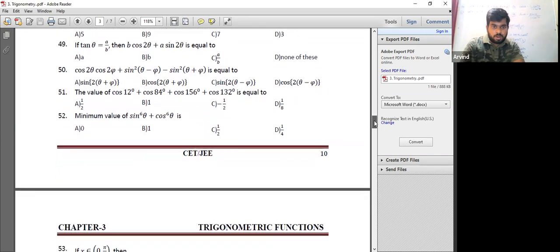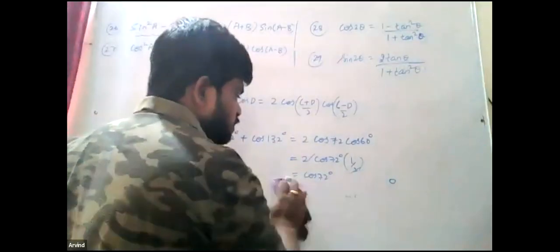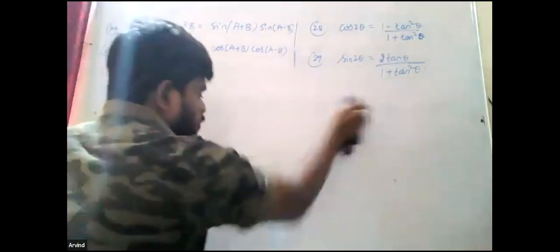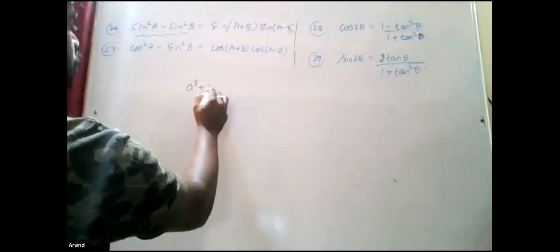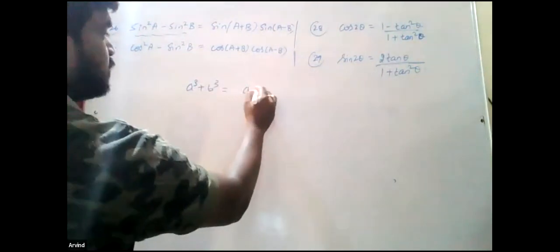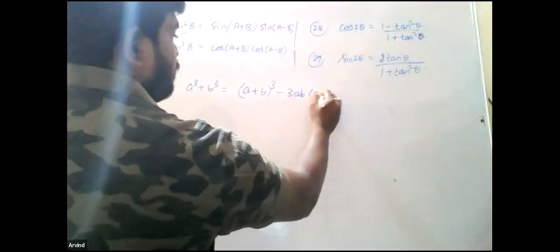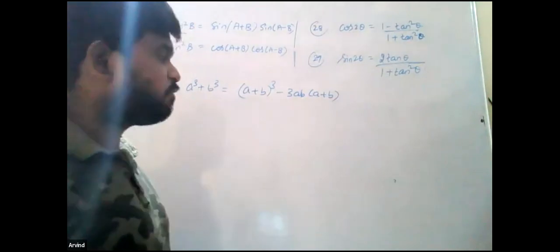Okay, minimum value of sin power 6 theta plus cos power 6 theta. I'll do it quickly, just observe. But yesterday I have done this. So you should know this formula. A cube plus B cube can be written in two ways. One is (A plus B) the whole cube minus 3AB into (A plus B). Okay, this is one way. There is another formula which you will be using frequently.